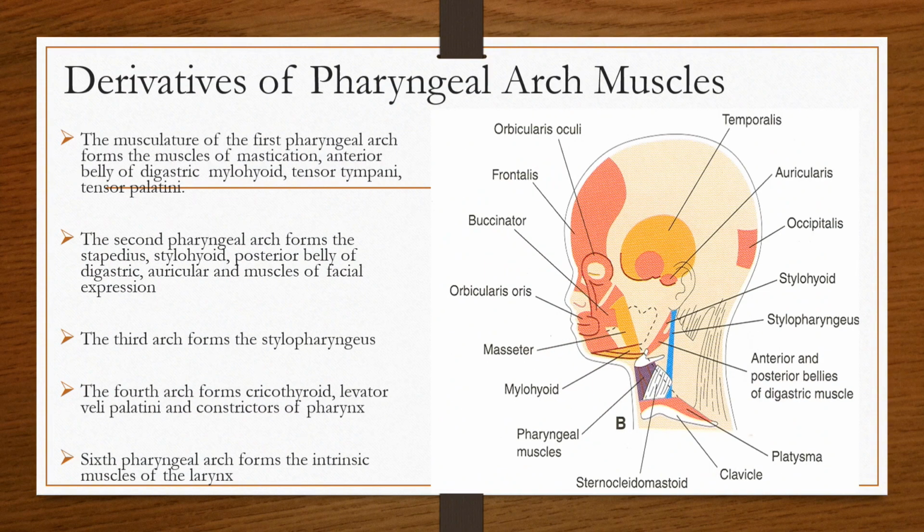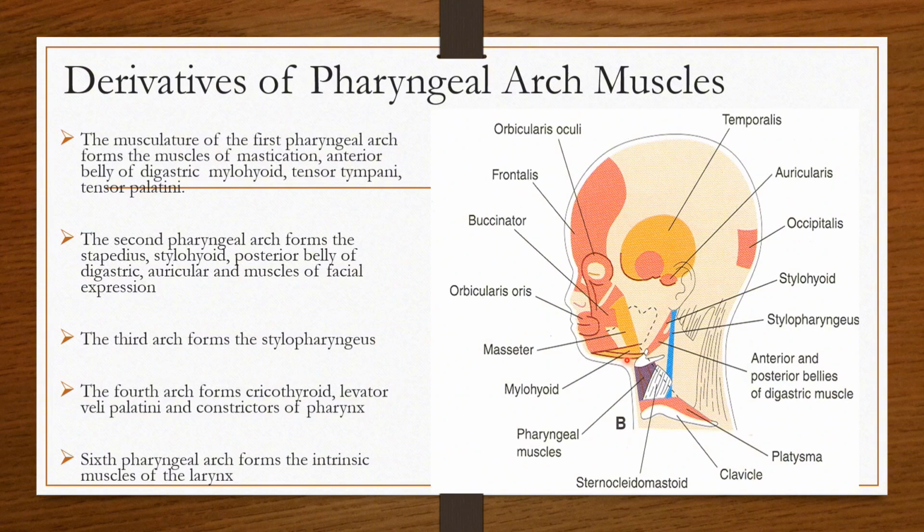So now we move on to the muscular components which are formed from the different pharyngeal arches. The first pharyngeal arch forms the muscles of mastication. Then it forms the anterior belly of the digastric muscle. Then it forms the mylohyoid muscle over here.